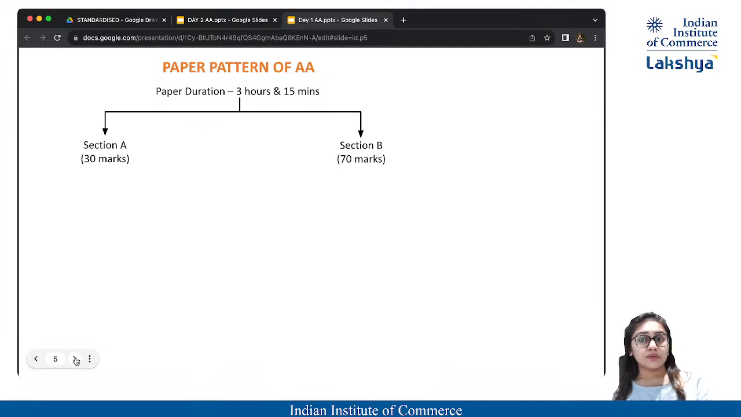The paper duration is 3 hours 15 minutes. It is a special paper, a special subject. It's divided into 2 sections, section A and section B, wherein section A is for 30 marks and section B is for 70 marks. So this is the division. Section A has 30 marks and section B has 70 marks, which makes it a 100 marker. Now what is included in section A and what is included in section B? Let's have a look at it.